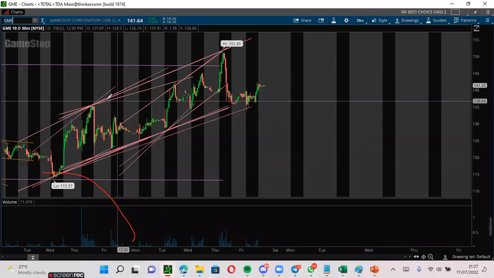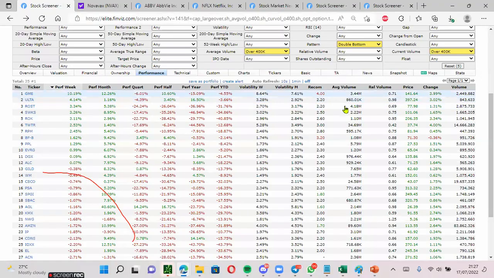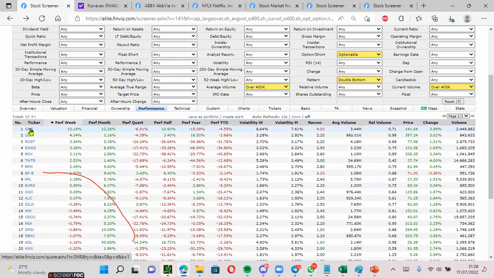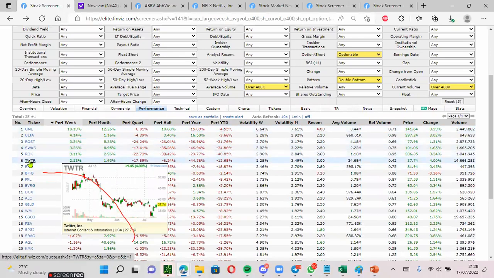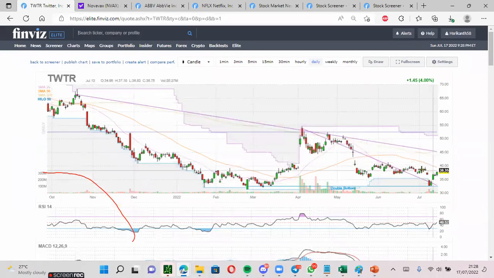Yeah, this can get more complex. You can follow Finviz just to see what is actually making a bottom. This is actually good. So Twitter also made a bottom.